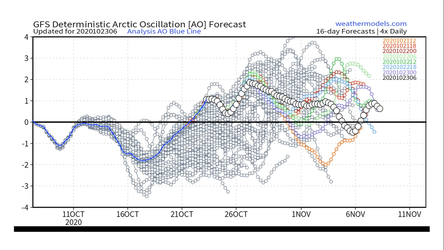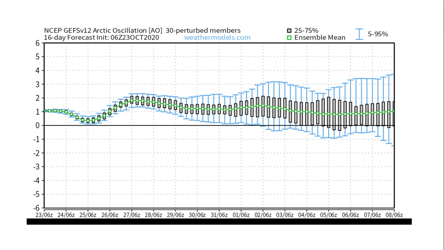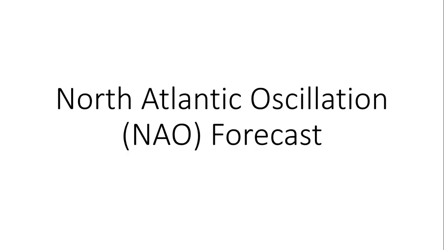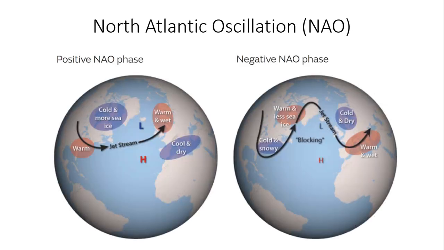And then finally the GFS deterministic AO forecast, showing again a rising tendency of the AO to a positive phase, if you notice, as we head into the first portion of November. And then the NCEP GFS Ensemble Forecasting System version 12, the Arctic oscillation with 30 perturbed members, is mainly positive, above that zero line. Moving on to the outlook for the North Atlantic Oscillation, the NAO forecast.